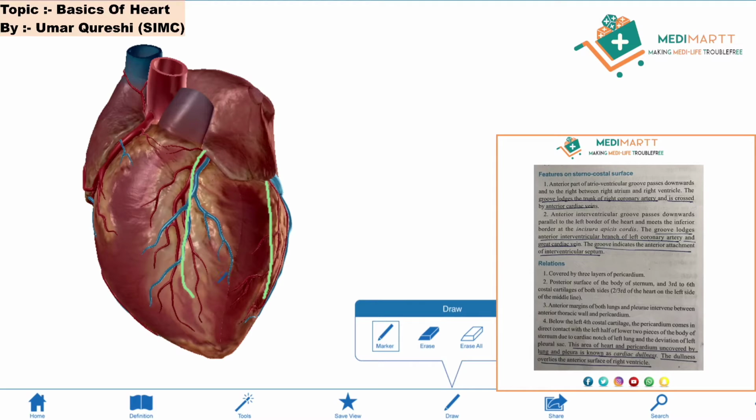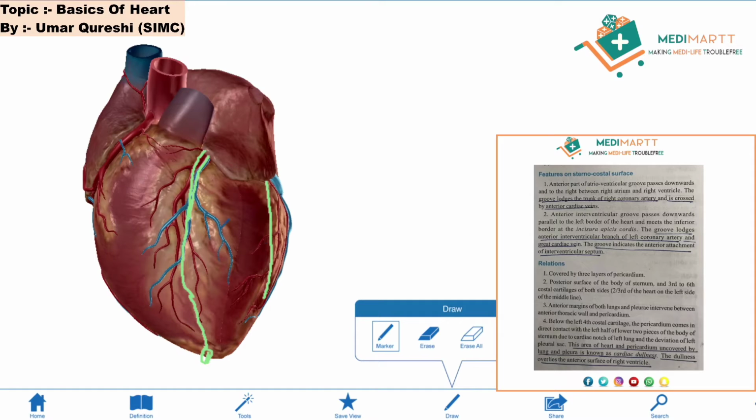And it meets the inferior border at the incisura apicis cordis. This anterior interventricular groove meets at the incisura apicis cordis. This is the incisura apicis cordis. We already told you about the incisura apicis cordis in our previous video, you can check it out. So what Ekadatta is trying to say is that the anterior interventricular groove passes downwards just like that.